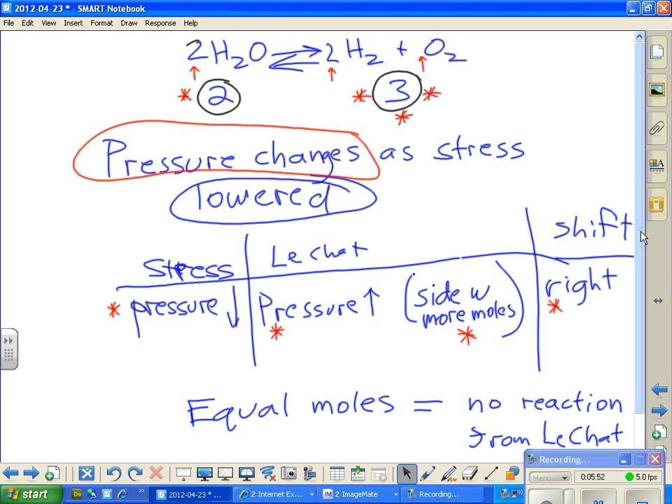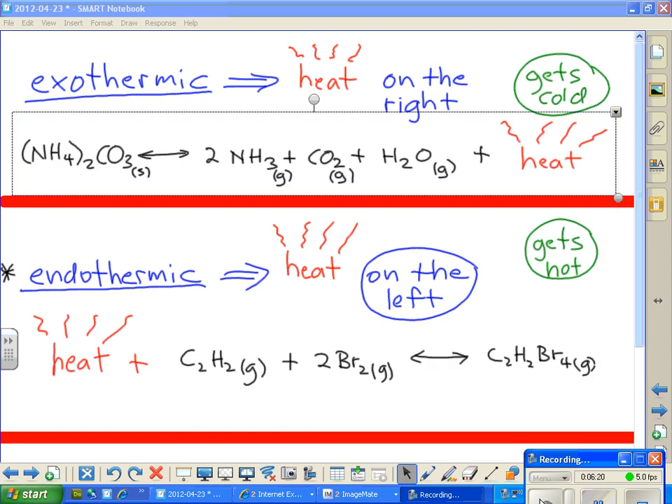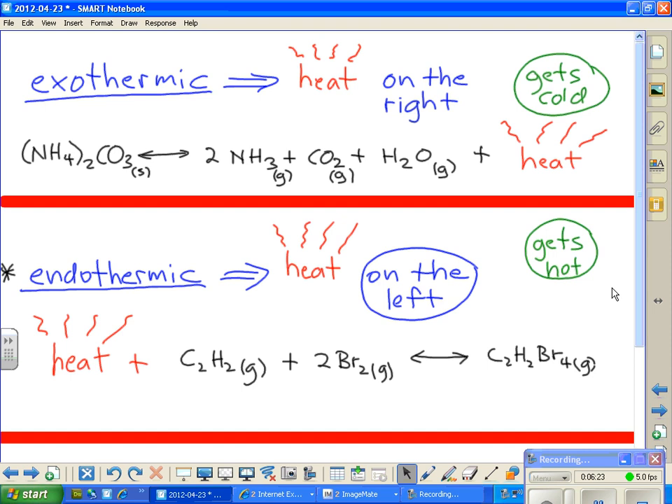Yeah? Okay. Now, the other thing that's new to you is endo and exothermic. Not terribly new. I mean, before we talked about exothermic as having the heat. Oh, crumb. I have this actually backwards. Exothermic, the heat is on the right. Okay, we got to change this. Okay, now that we got that fixed, sorry about that.